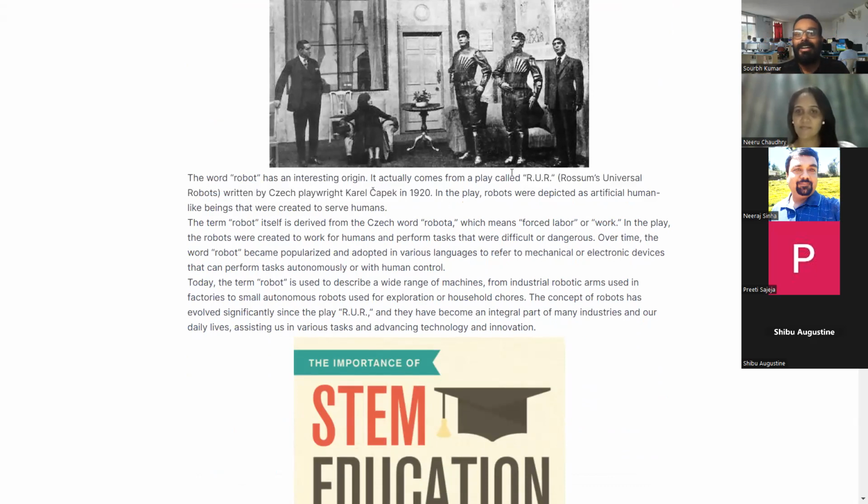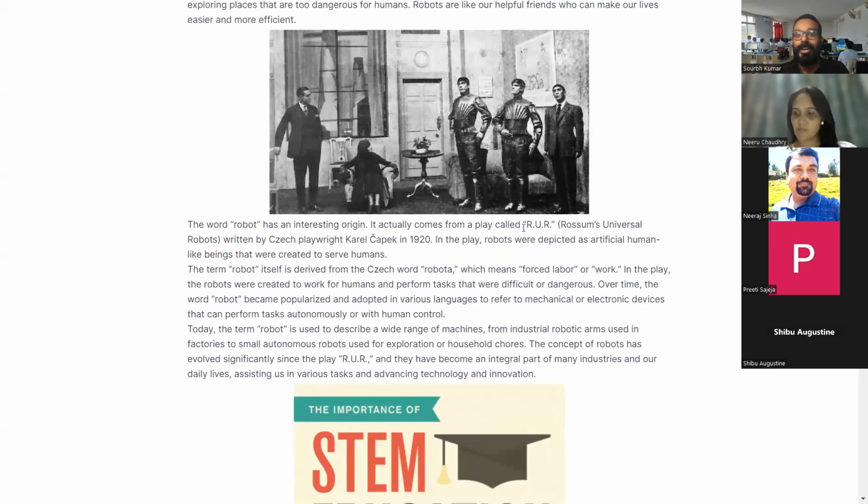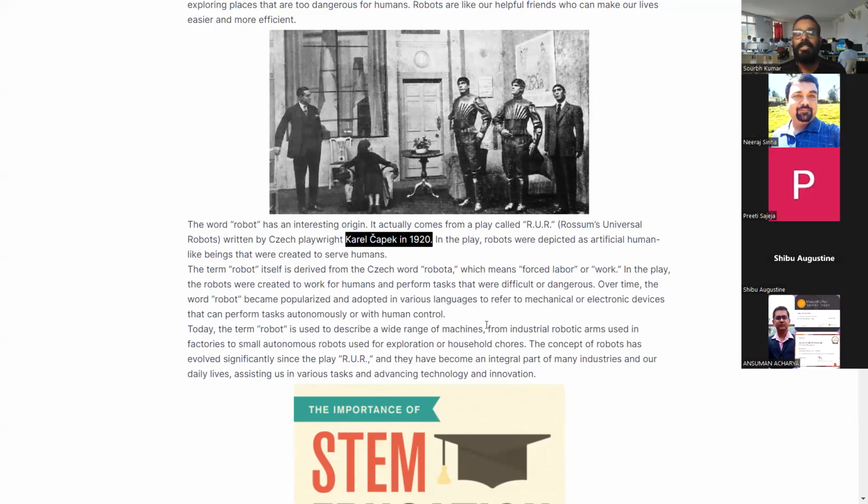So you must find the importance, like how it came into existence, using this particular play, R.U.R., Rossum's Universal Robots, written by this Czech playwright and writer, Karel Čapek, in 1920. And he presented a very well organized vision of what the future will be with these machines. Some machines will come into existence and help human beings carry out different tasks around us.